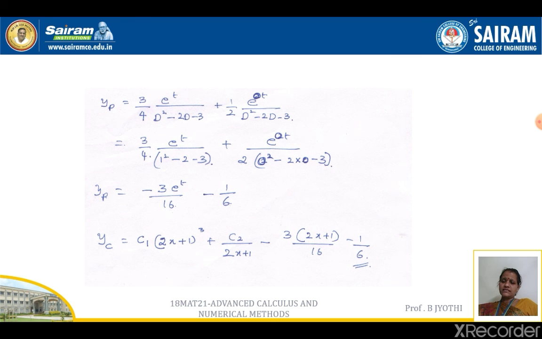So y is given by c1 into 2x plus 1 the whole cube plus c2 divided by 2x plus 1, minus 3 into e power t is replaced with 2x plus 1 divided by 16, minus 1 by 6 as it is.